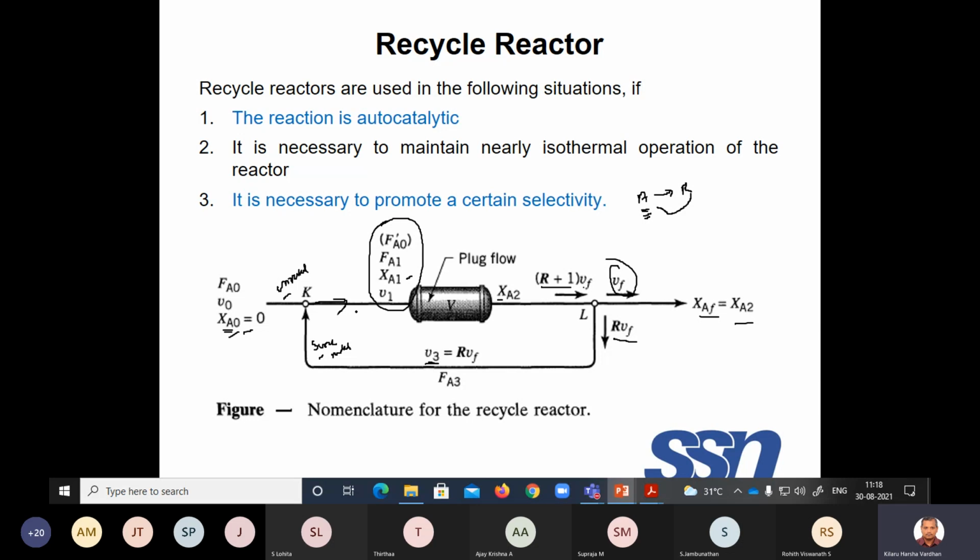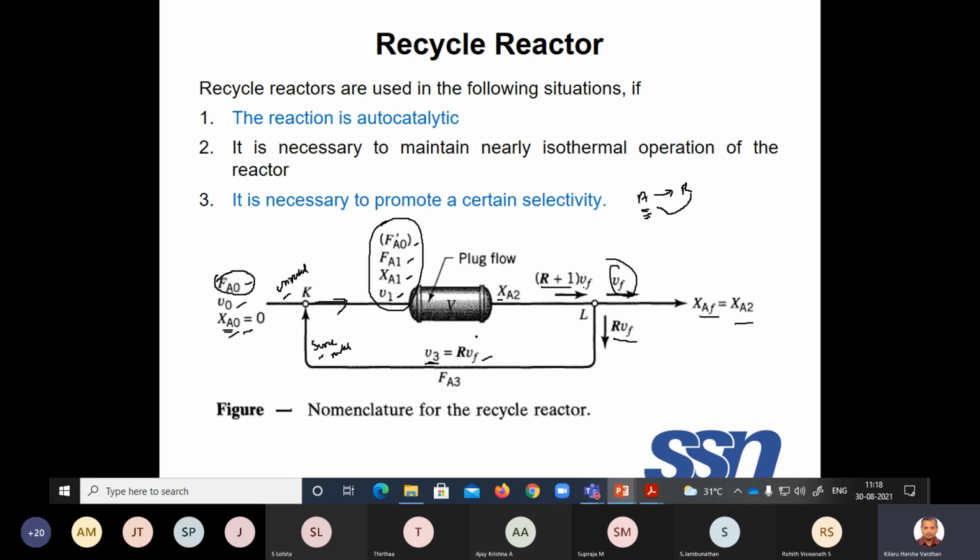Therefore, the conversion will change. Let it be XA1 here. The flow rate also initially is V naught, but some flow rate is being added here. Therefore, let V1 be the flow rate. Again the volumetric flow rate is V1 and the molar flow rate, which is Fa naught, will also change. Let Fa1 be the molar flow rate from K1 and Fa naught star, this particular thing, is being changed. How much it is being changed, we don't know.